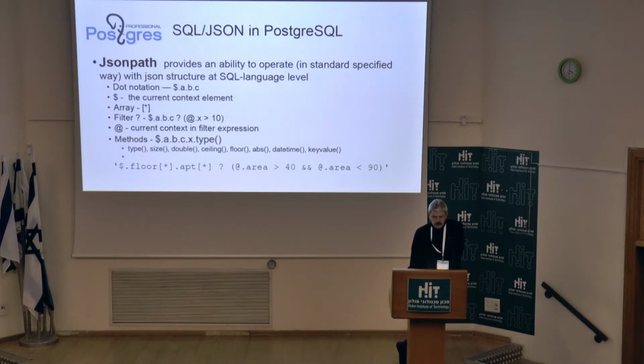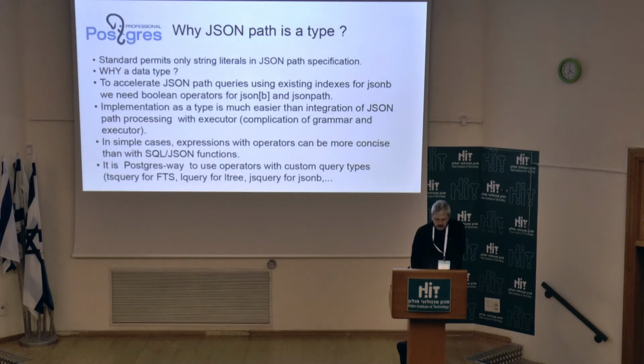It's more complex. It has many more symbols to formulate queries. But in general, it is very, very similar to JSQuery and works in the same way. In Postgres, we need to make a special data type for JSON path, in the same way we did it for JSQuery. Why? Of course, in the SQL standard, it has only textual representation, just because there is no extensibility of data types in regular SQL.